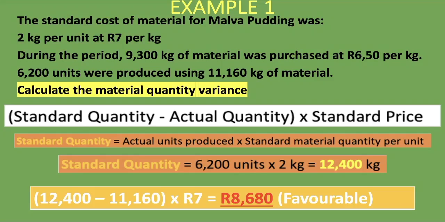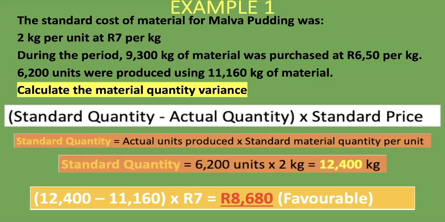And why is that favorable again? Well, if you punch it into your calculator, it comes out as a positive. That's why it's favorable. But in actual sense, why is it favorable? It's because the actual quantity that we used to produce the 6,200 units was less than what we expected to use. That means we saved some material. That is why it's favorable. I hope it's making sense here.